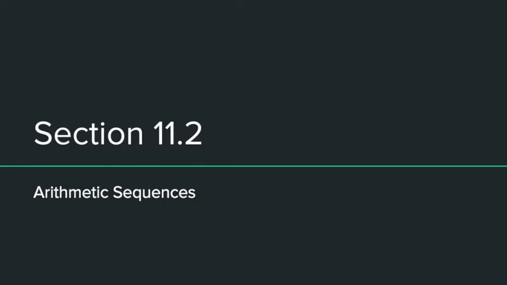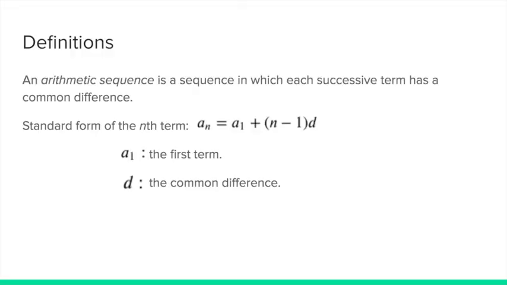Hey guys, we're going to do section 11.2 here, which is on arithmetic sequences. So first we need to start off with a definition. An arithmetic sequence is one where each successive term has a common difference. Another way of saying that is these sequences always go up or down by a fixed amount with each successive term. So perhaps your sequence is 2, 4, 6, 8, 10.